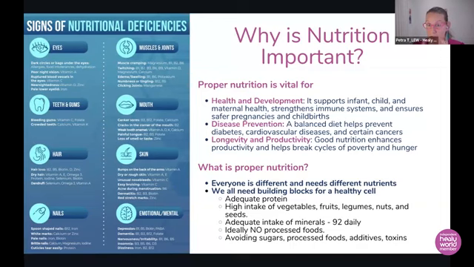So when we look at health and development, proper nutrition supports infant, child, and maternal health. Nutrition is crucial, especially for women as well as men. If you are, for example, wanting a child, women sometimes think that they need to be healthy, but the man is fine.